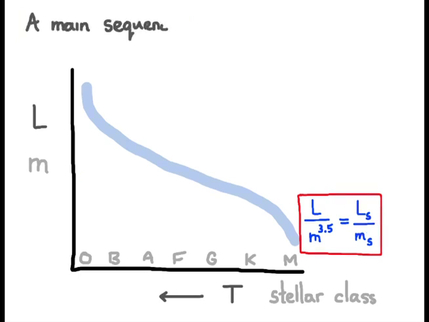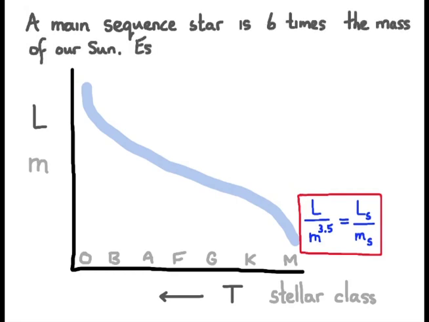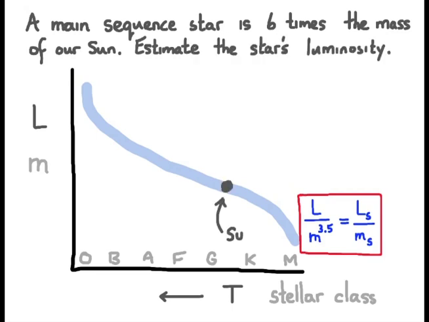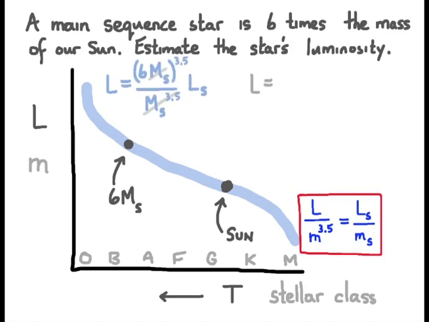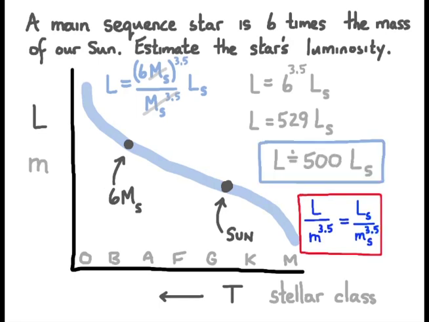Here's a sample question. A main sequence star is 6 times the mass of our Sun. Estimate the star's luminosity. So here's the Sun and here's our star, 6 times the mass of the Sun. And I see I've left out the M to the 3.5 on the right-hand side in the proportion. We'll fix that later. Solving for L, I get L equals 6 mass of the Sun all to the 3.5 divided by mass of the Sun to the 3.5 times luminosity of the Sun. And my mass of the Sun to the 3.5 cancels out.